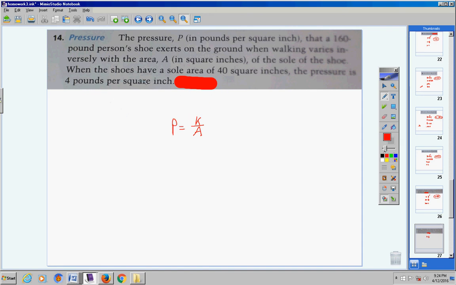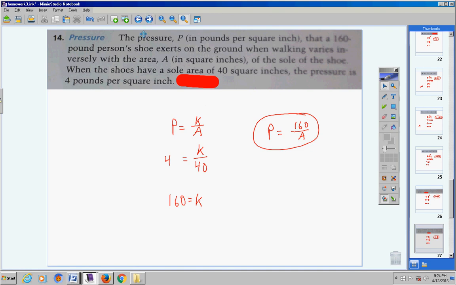So the area is 40, so where A is, I'm going to put 40. And the pressure is 4 pounds per square inch, so put a 4 over here. Multiply both sides by 40 and you'll get this. So there's my k value, my constant. Pick this up and put it in for k, and your answer is P equals 160 over A. Now they're going to have AP equals 160, or PA, but we're going to leave it like this.